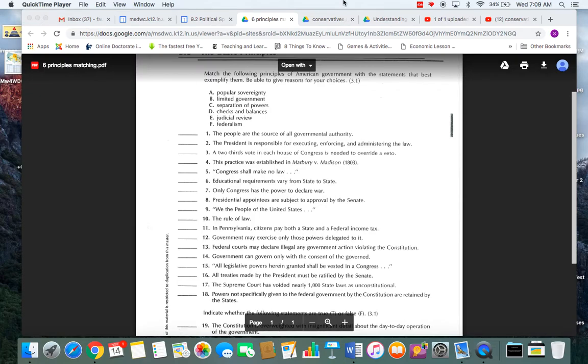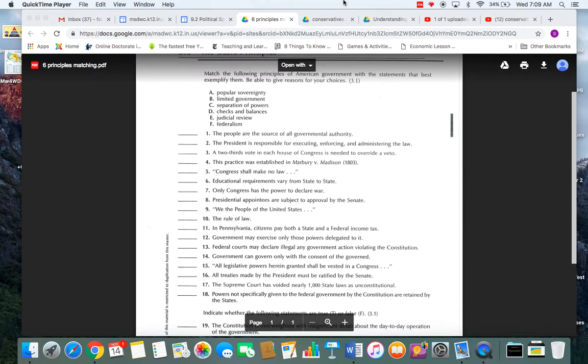The practice is established in Marbury versus Madison. That's the first case where the judicial branch rules something unconstitutional, giving them the power to do that. So that is judicial review. Congress shall make no law. We're putting in the Constitution different places, including the Bill of Rights, things that the government cannot do. So we're limiting the government's power, limited government. Educational requirements vary from state to state. This is federalism. We've got that division of power where the national government does certain things, everything else is left up to the states. So that is federalism.